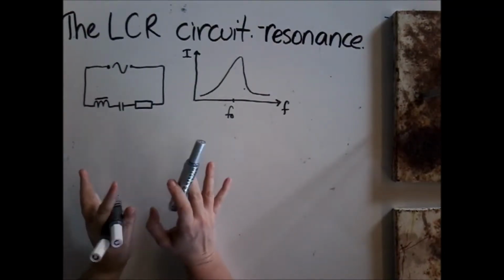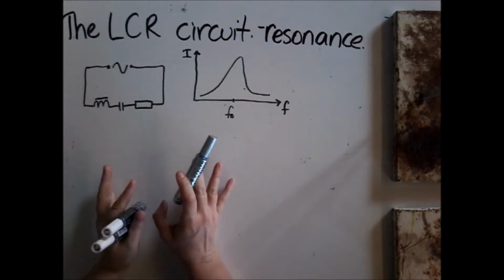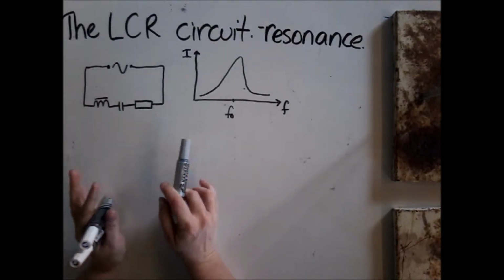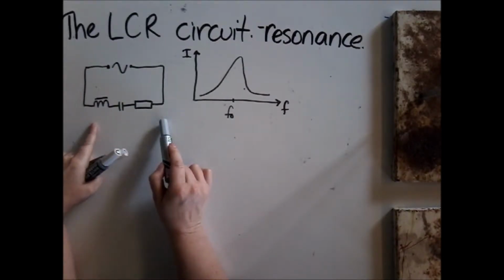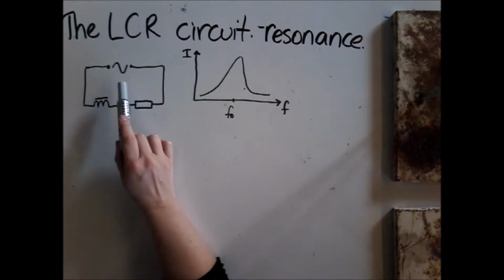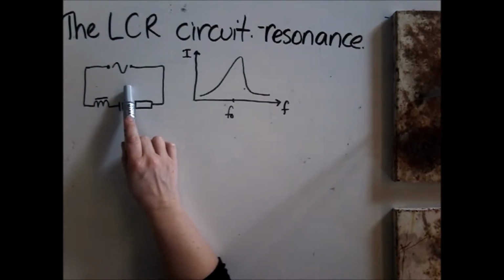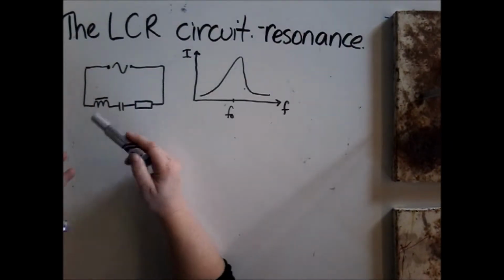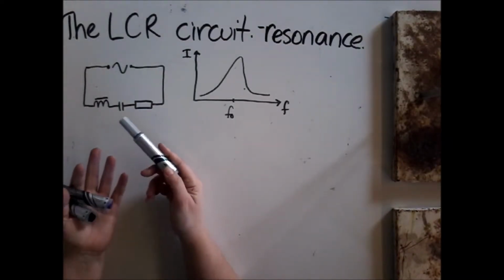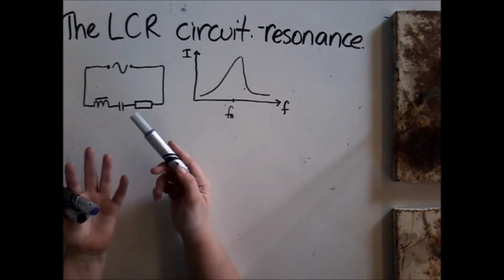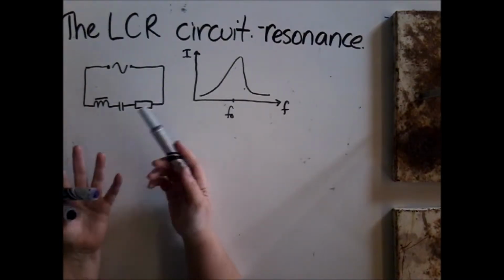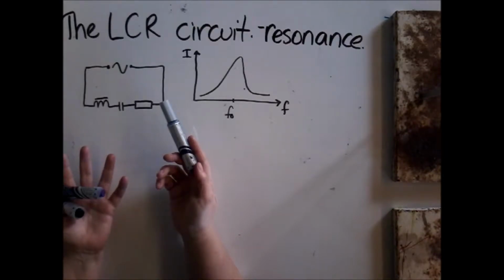One of the most interesting and useful things that an LCR circuit can do is it has a resonant frequency. So I want you to consider this setup here. It's just a nice simple LCR circuit, but this one has a frequency variable power supply. So it introduces a source voltage into the circuit, but we can change the frequency with which it changes. And what we find is that we get a certain current out of the circuit.